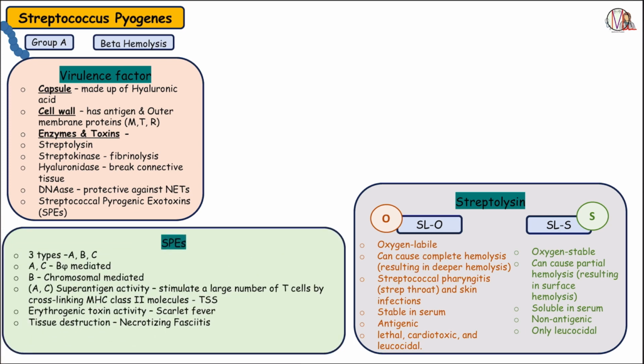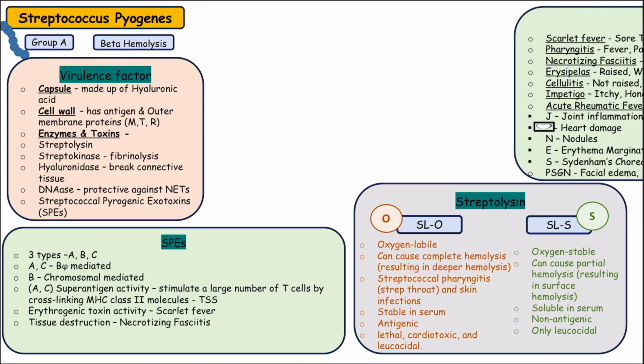Whereas SPEs are of three types, A, B, and C. A and C are bacteriophage mediated. B is chromosomal mediated. And A and C have super antigen activity, which stimulates a large number of T cells by cross-linking MHC class 2 molecules, causing toxic shock syndrome. It also has erythrogenic toxin activity, which is responsible for scarlet fever. And it is also responsible for tissue destruction, causing necrotizing fasciitis.